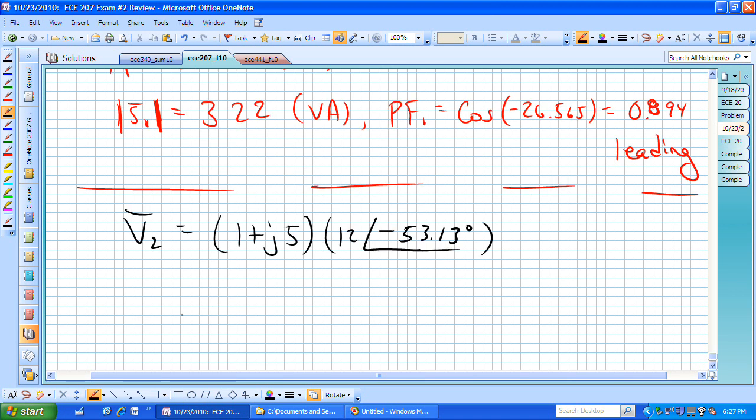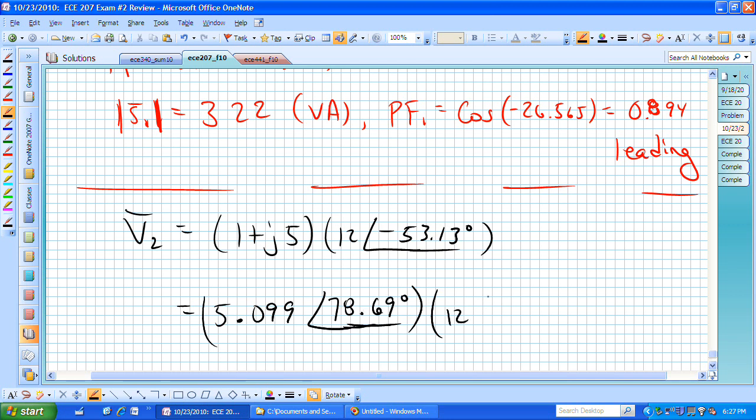Again, we can convert this rectangular form of impedance into a polar form. It should be a little bit bigger than 5. It's 5.099 at an angle that'll be bigger than 45, less than 90. It'll be the inverse tangent of 5 over 1. It's going to be 78.69 degrees. That particular impedance is inductive or lagging.